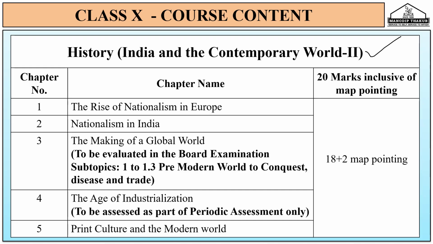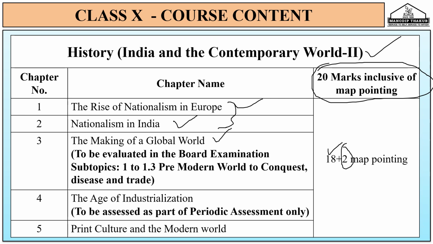History, the textbook we have is India and the Contemporary World Part 2. The entire history subject will be of 20 marks inclusive of map pointing. So the map pointing will be of 2 marks and the theory part will be of 18 marks. In these 18 marks, how many chapters will there be? First we have The Rise of Nationalism in Europe, then Nationalism in India. These 2 chapters will be entirely in the board examination.